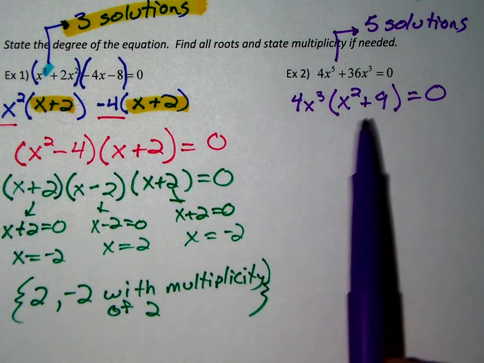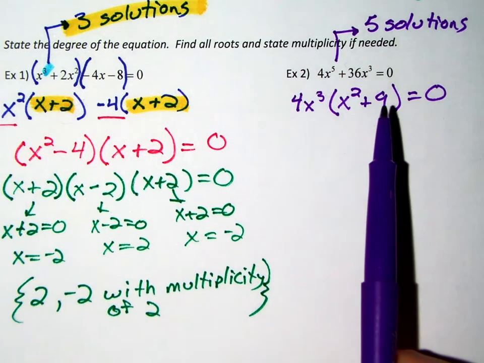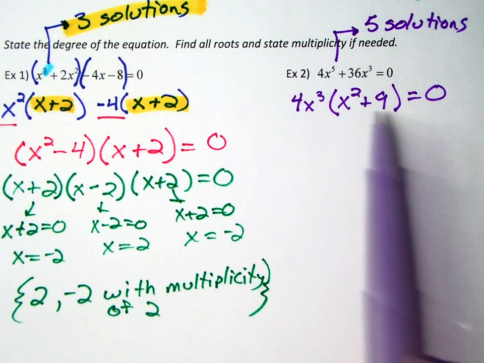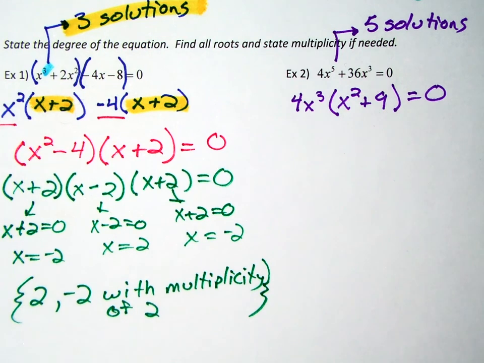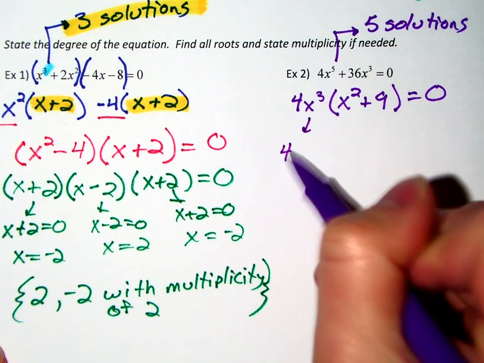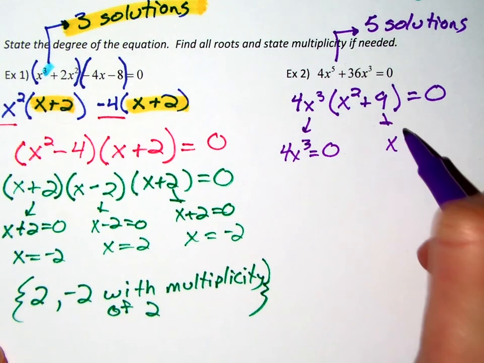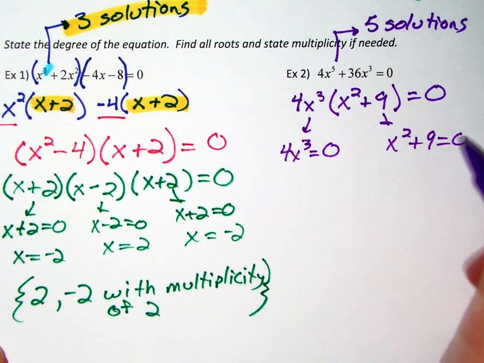Now this time, when I go to try to split up this squared term, I'm not going to be able to, because although x squared is a perfect square and 9 is a perfect square, there's a plus sign between them, which means I cannot split them up. So instead I'm going to go straight to setting each piece equal to 0 and solving. So 4x cubed equals 0, x squared plus 9 equals 0, and then we would need to solve.